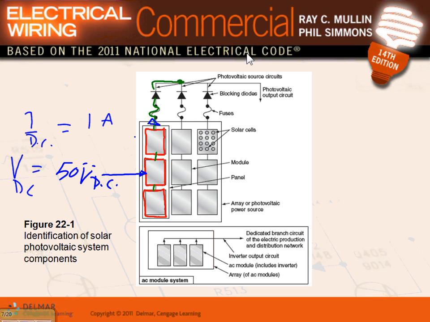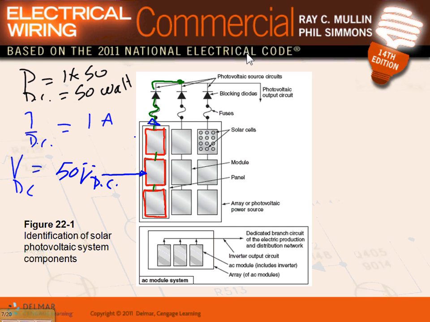Now what's the DC power for this string, guys? 50 volt, 1 times 50 equals 50 watt. This one that I highlighted has generated 50 watts DC to the system. Any questions, guys, about that? This string has generated 50 watt DC.